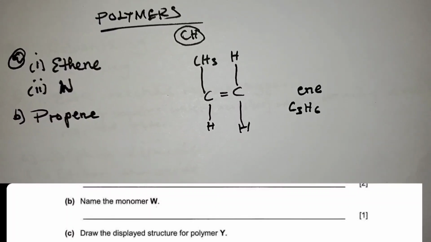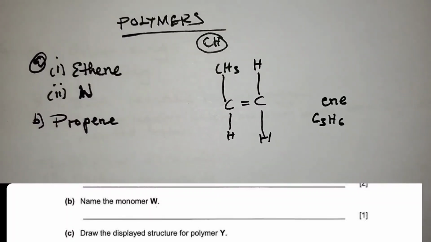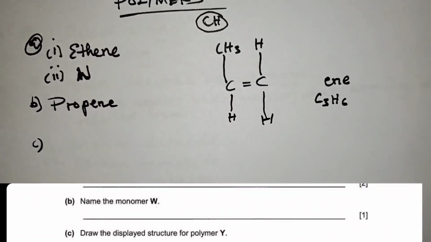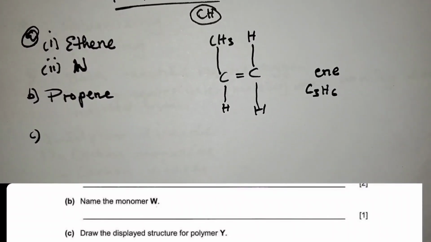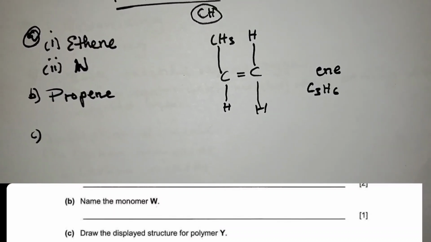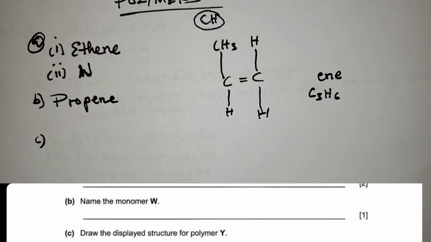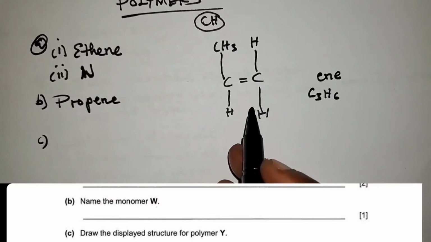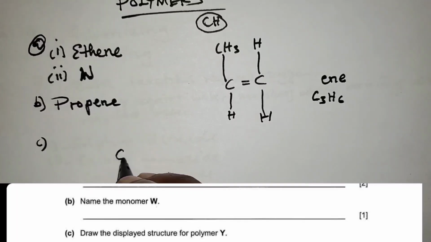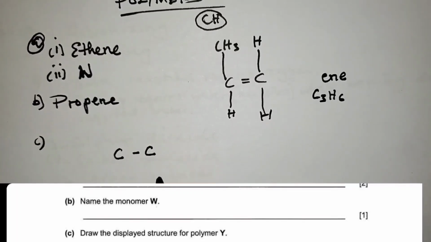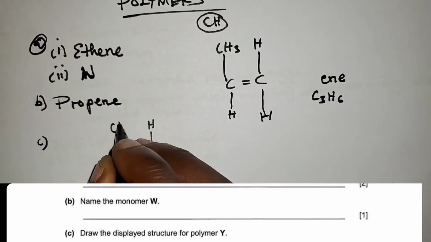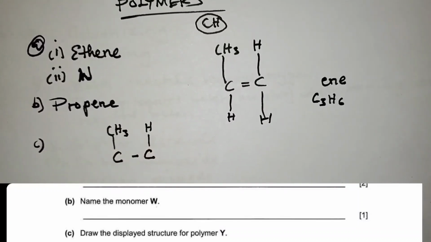Okay, it's propene. Then C is saying draw the displayed structure for polymer Y. The displayed structure of polymer Y, what you need to do is you just draw this the way it is, but as a single bond. You just say carbon to carbon. Then you have hydrogen here, and here you have the CH3. Okay, the way it is.